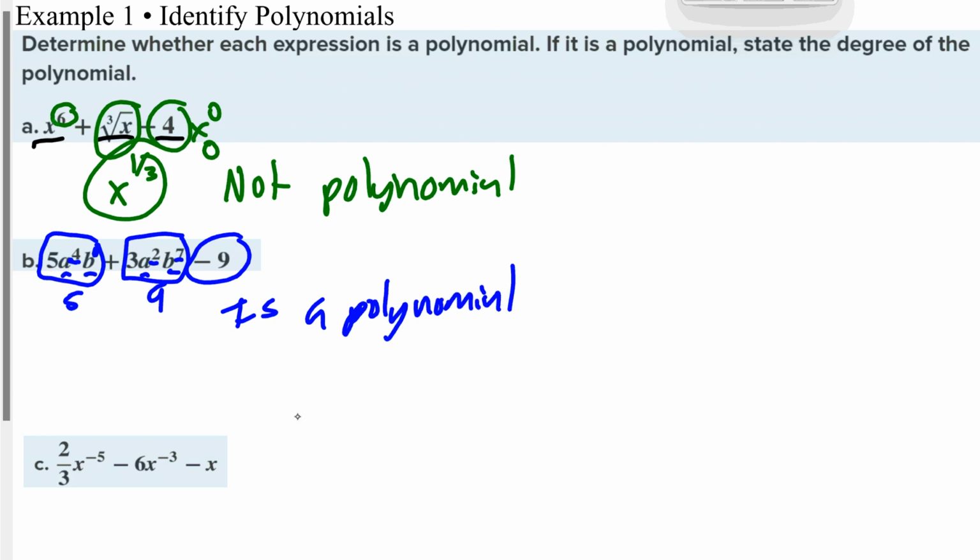And then the degree of a polynomial is just whichever degree of the monomial is the largest. So this is a monomial, this is a monomial, this is a monomial. The degree that is the largest is this one right here. It has a degree of 9 by adding the two exponents on those variables. So this has a degree of 9.